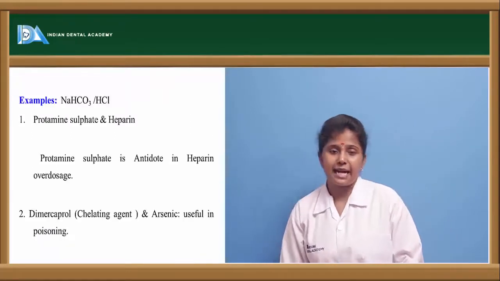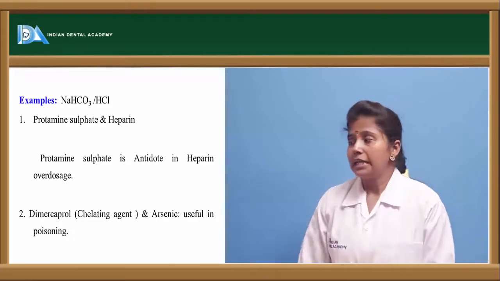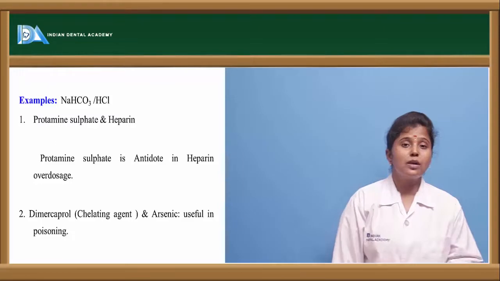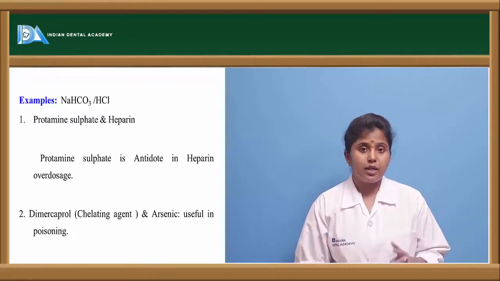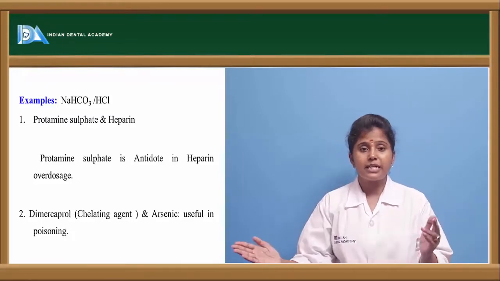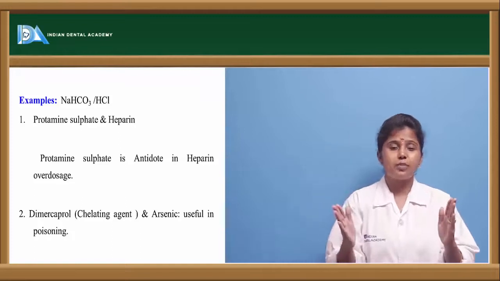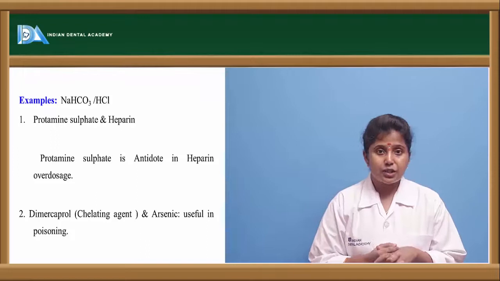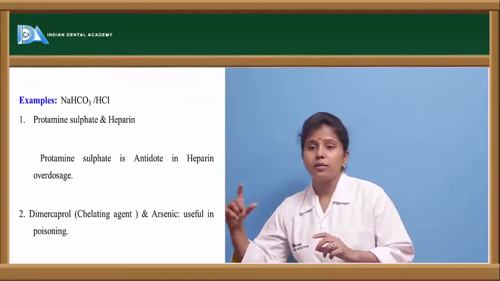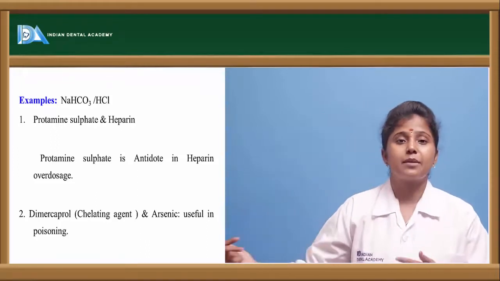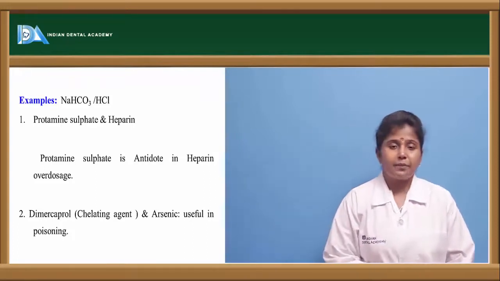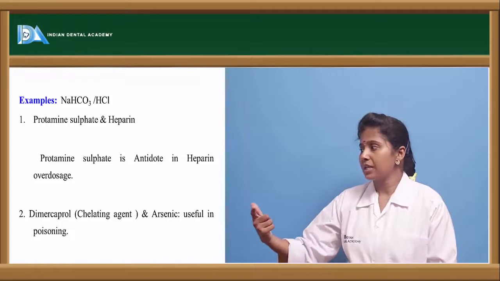If we see examples of this chemical antagonism, the reaction between sodium bicarbonate and HCl. Sodium bicarbonate and HCl, one is a base and the other is an acid. When acid and base are mixed together, they form a neutralization reaction. So here sodium chloride is formed, and water and carbon dioxide are eliminated. And the next example is protamine sulfate and heparin.